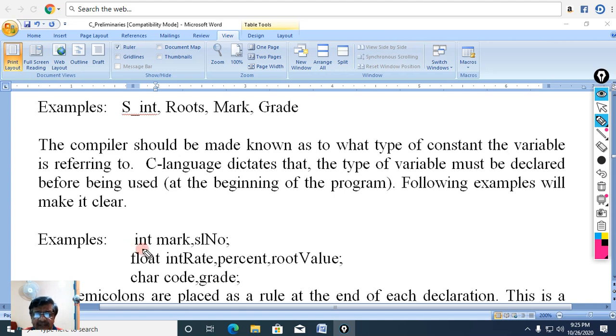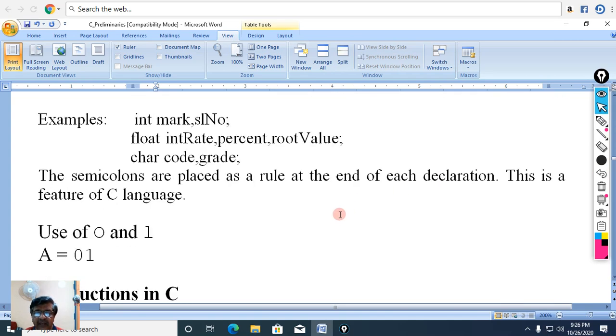Here are some examples: integer mark, serial number; float rate, percentage, root value; character code, grade. These are character variables. These are all float variables. These are all integer variables. Semicolons, marked over here, are placed as a rule at the end of each declaration. This is a feature of the C language. We will discuss at length about this syntax of the language.